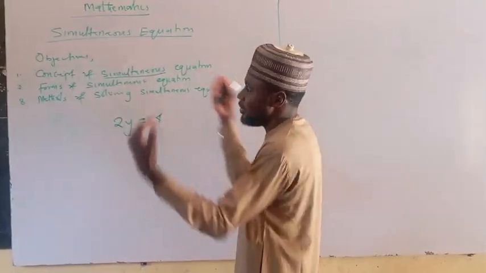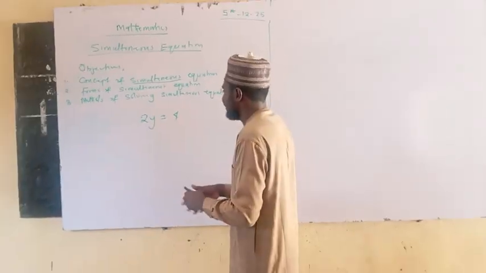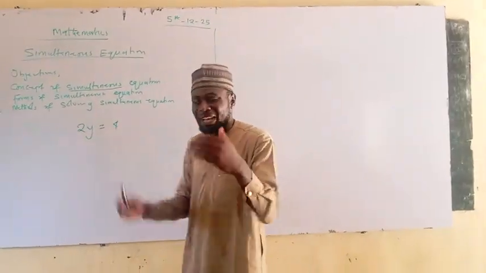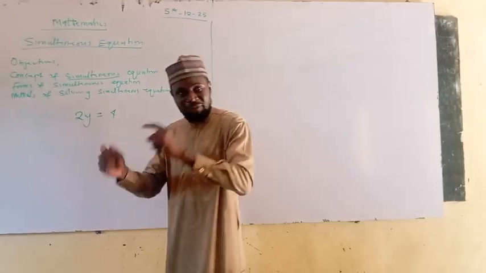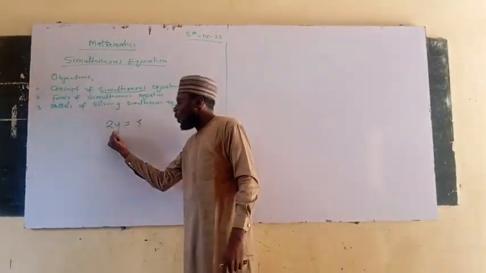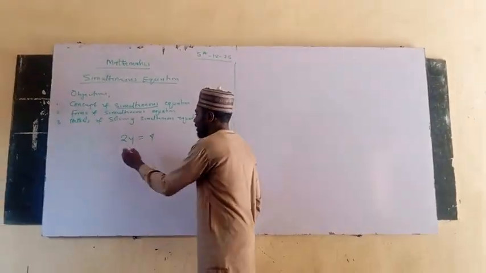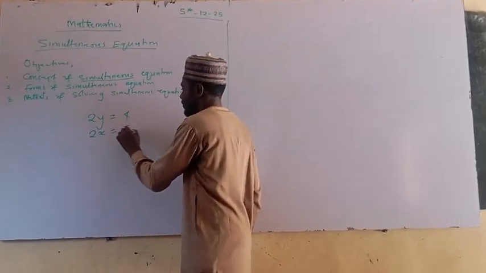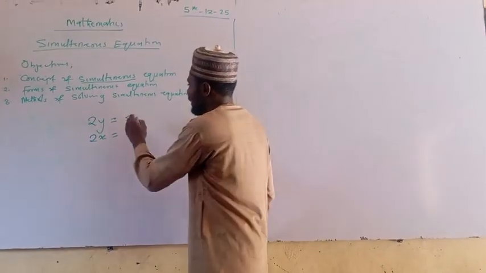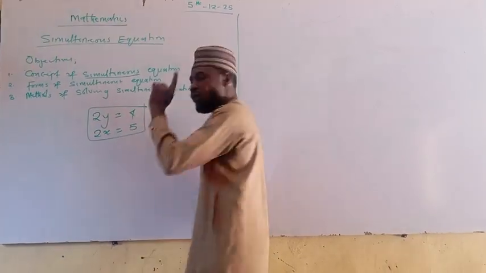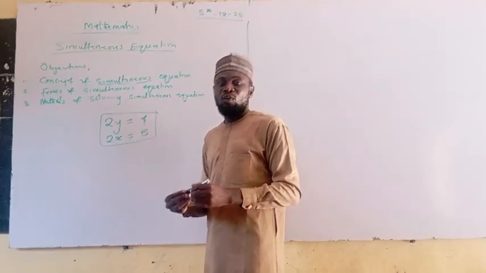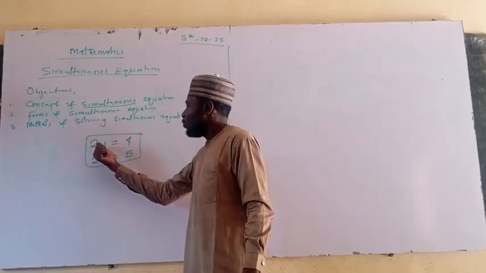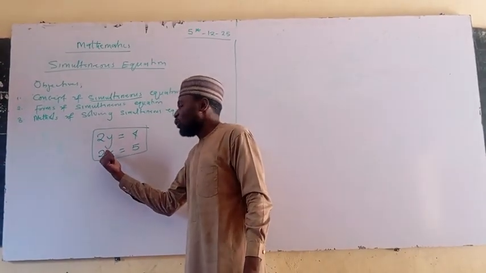But simultaneous equation means when you have two unknowns and you are asked to solve them at the same time, different unknowns. This is y. So assuming I have another one, 2x is equal to, let's say, 5. So this becomes one question. A question you could have is: find the value of y and find the value of x.